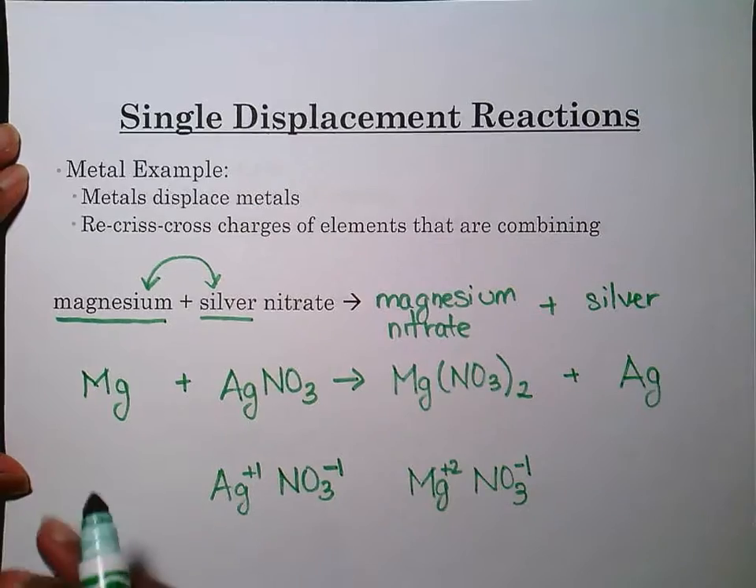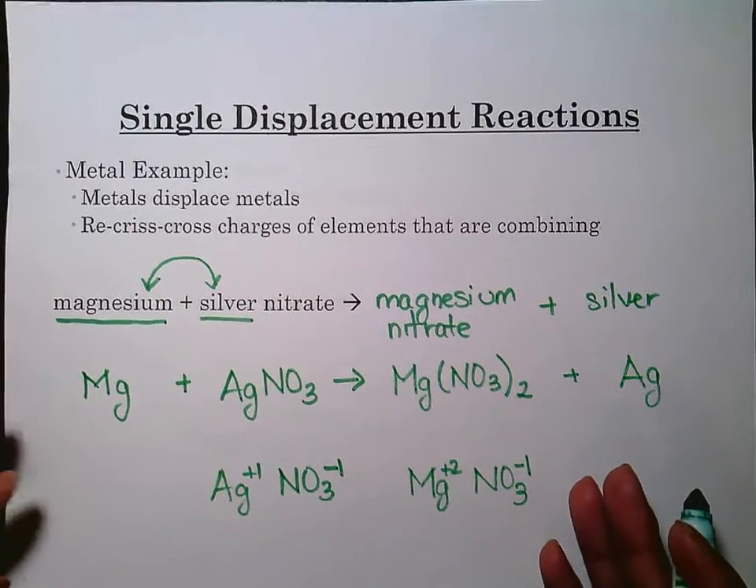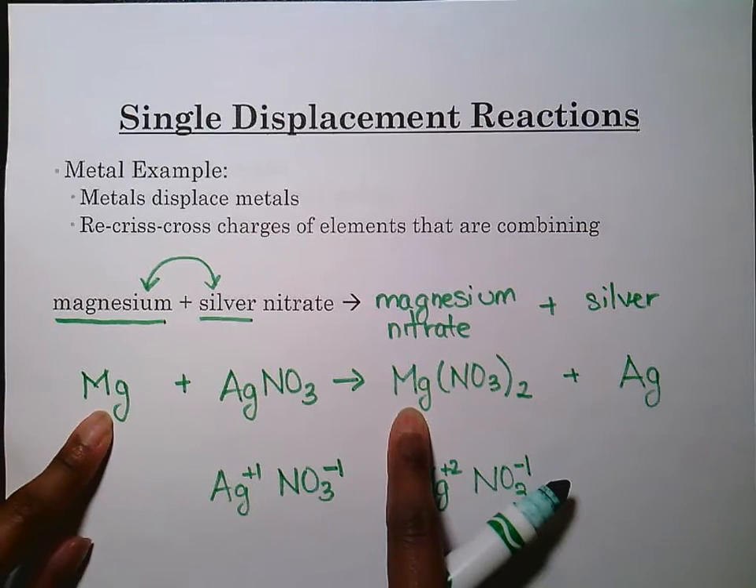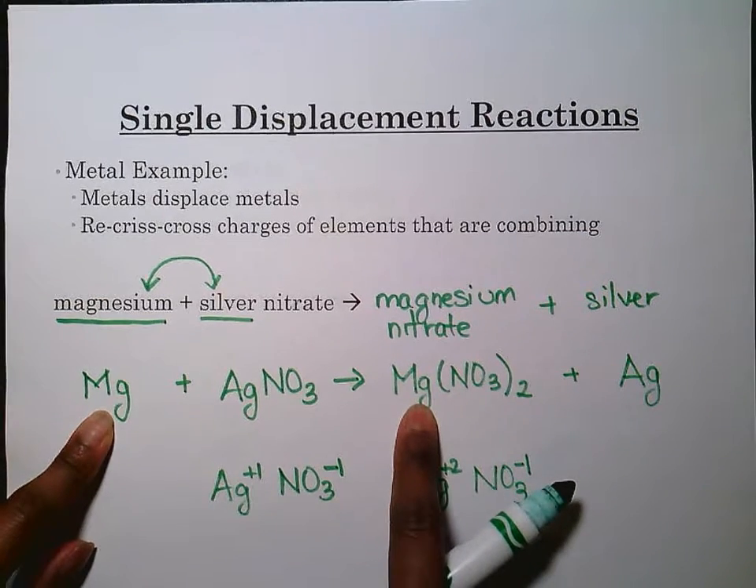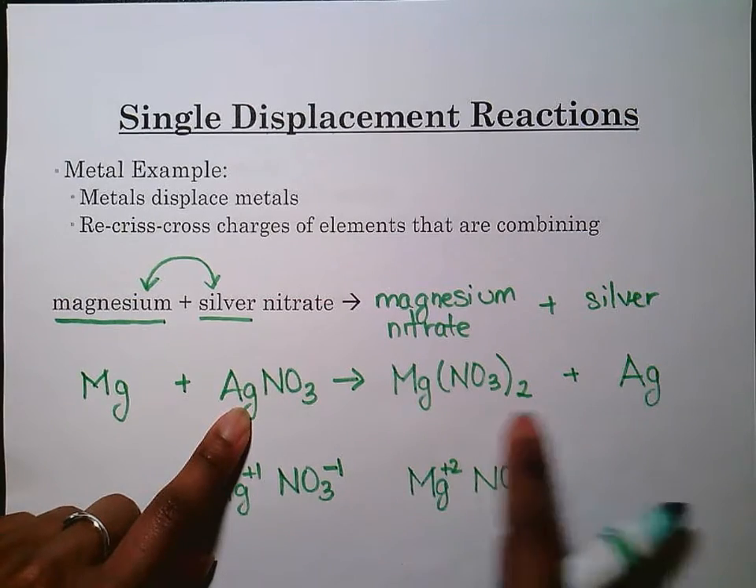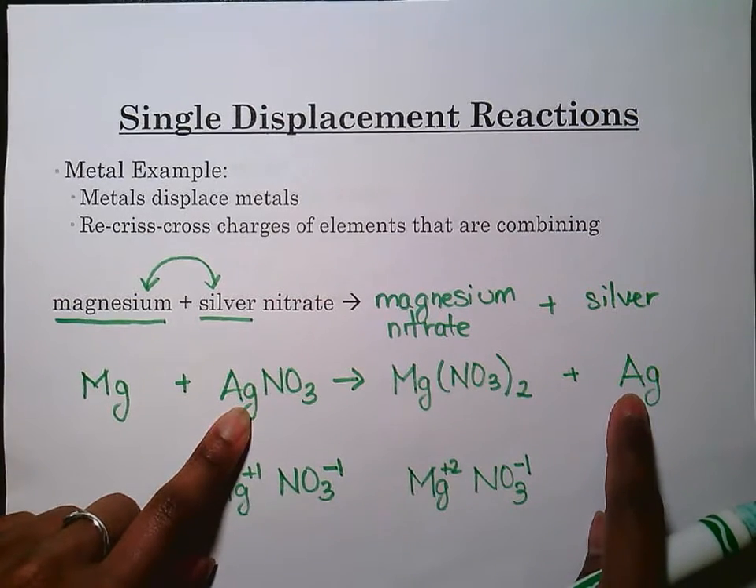Now I need to make sure that my reaction is balanced. So I'm going to start off with my metals first. So magnesium, I have 1 here and 1 here. So magnesium is balanced. My silver, I have 1 here and I have 1 here. So my silver is balanced.